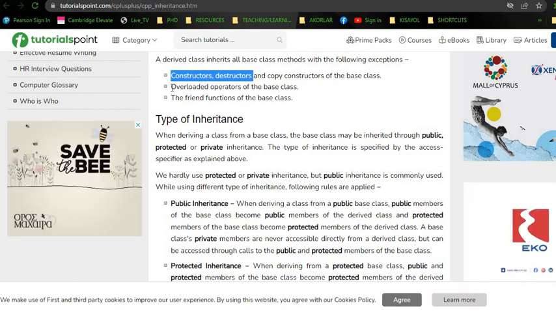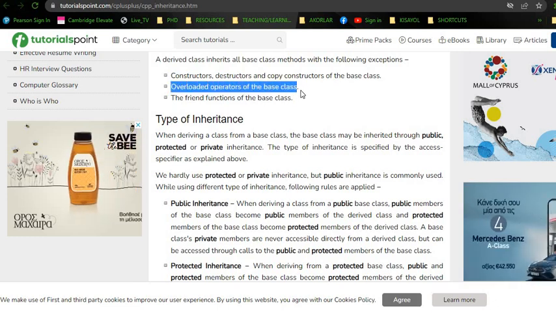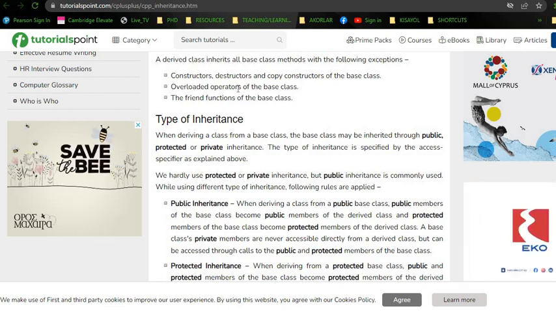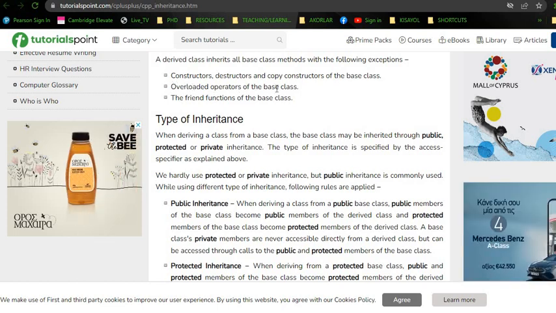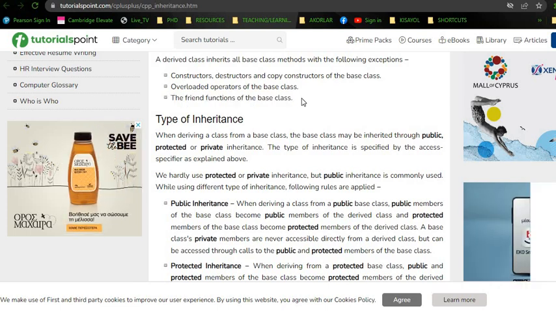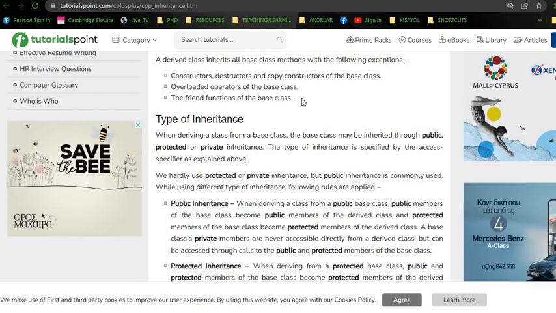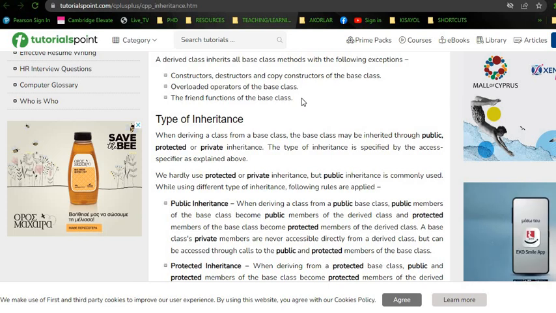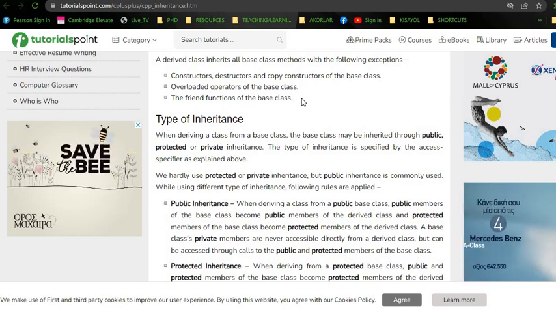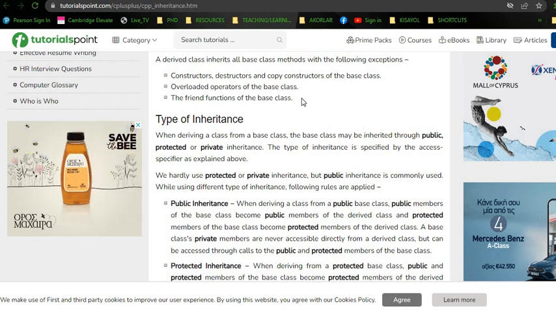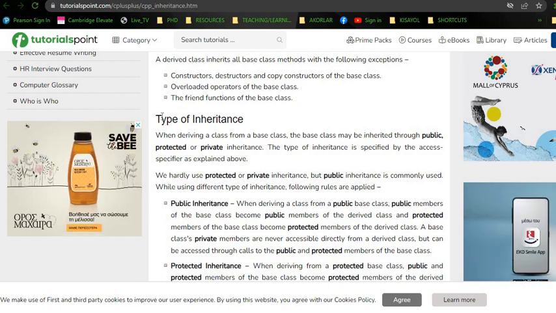Also, overloaded operators of the base class. We didn't see overloaded operators yet either, so just know it like that, but you don't need to think about that yet. And the friend functions of the base class, we saw friend functions. So if a friend function is defined inside the base class, it is not inherited by the derived class. So we just have to memorize that.